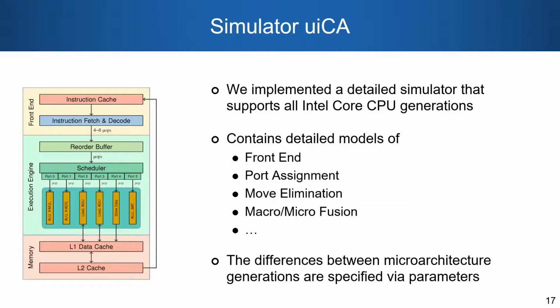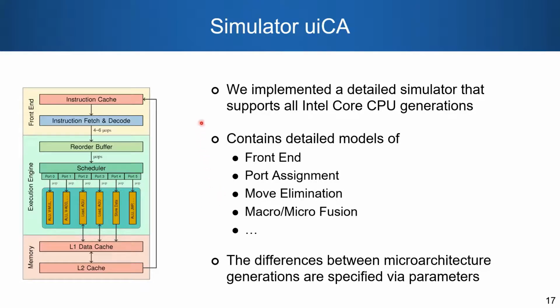And we have created micro benchmarks to reverse engineer important undocumented properties of, for example, the front end, of how ports are assigned to microops, the details of micro and macro fusion, the details of how move elimination works, and many other undocumented properties. We won't have time to go over all of these details in this talk, but there is a relatively large section in our paper that describes all of the properties that we have reverse engineered in detail.